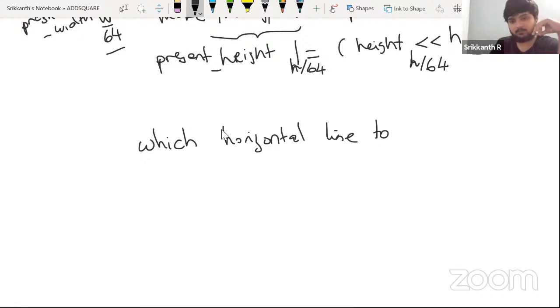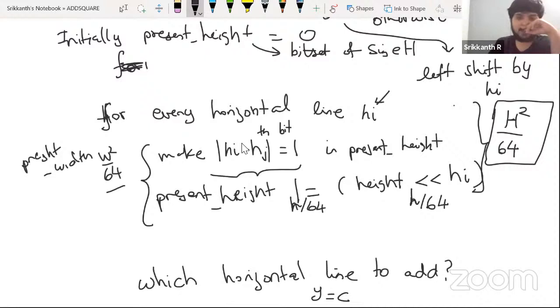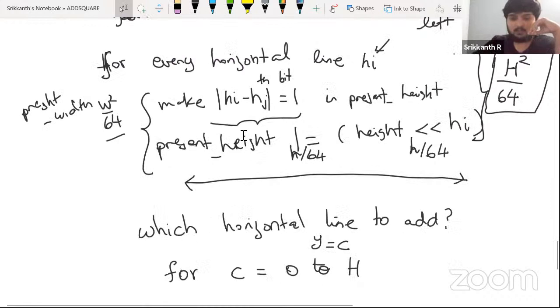So if we add a horizontal line y equal to c, what happens, right? Essentially what we're doing is making one update of this type. Here we updated our height h times by doing this operation. All we have to do is add this line y equal to c.